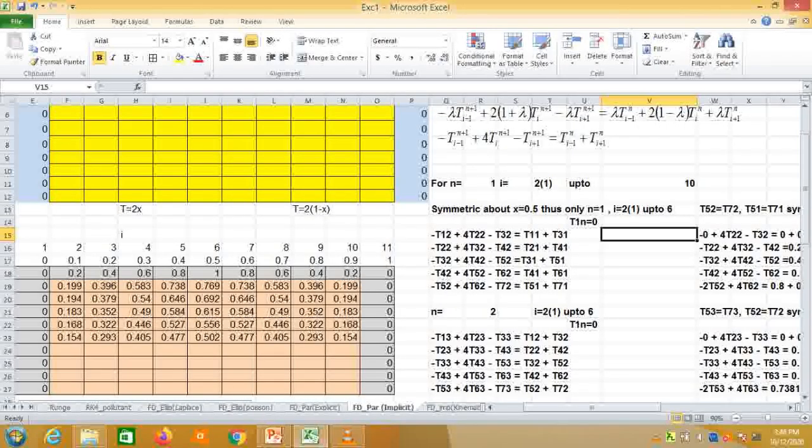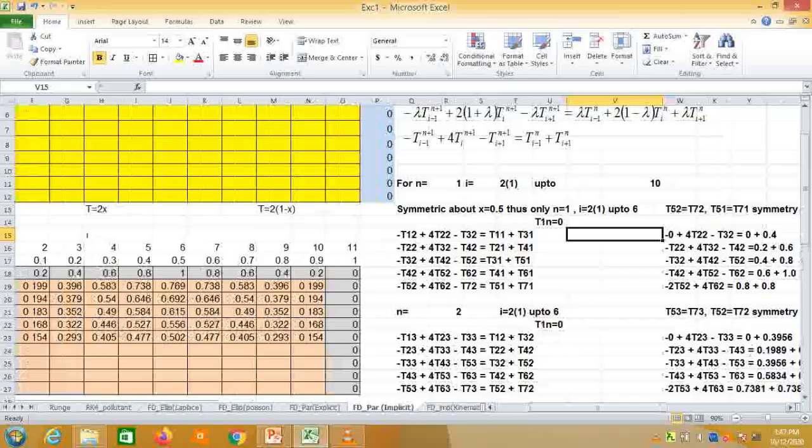Initially it was negative t 1,2, and then it's negative t 2,2, then negative t 3,2, negative t 4,2, negative t 5,2. Then plus 4 times t 2,2, where i was 2. Subsequently 4 times t 3,2, 4 times t 4,2, 4 times t 5,2, and 4 times t 6,2. So you have the 5 equations now. Now let's plug in the known values. T12, by definition, is the value at the boundaries.